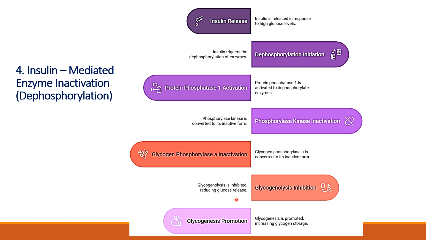So if glycogenolysis is inhibited, then glucose production will be reduced and glucose levels will be reducing. Glycogenesis is promoted, which means since glucose is more, storage increases. That is, glycogen synthesis will be promoted. So here you see that insulin is inhibiting glycogenolysis and promoting glycogenesis. That is how insulin acts.